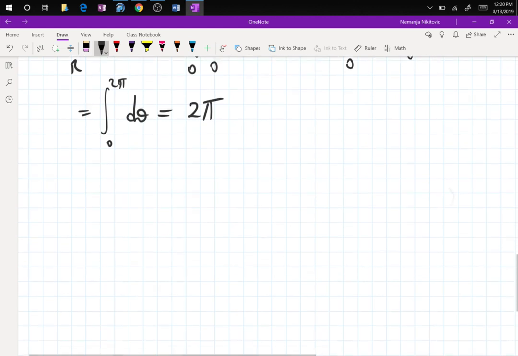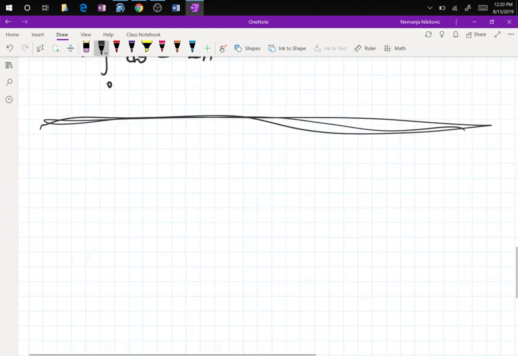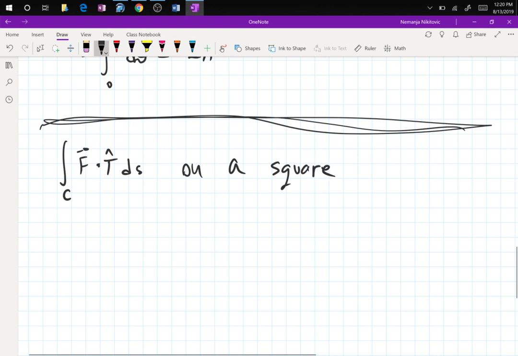So, if the problem is to solve some line integral of, I don't know, xz, you know what? I'm just going to say F dot T ds on a square. And that square is given to you, let's say, 3 and 3, like this.